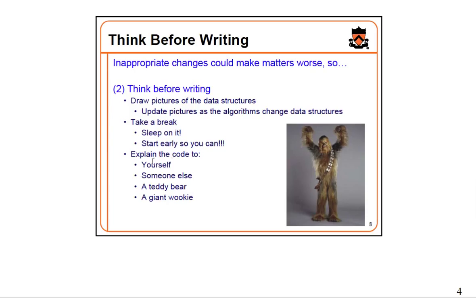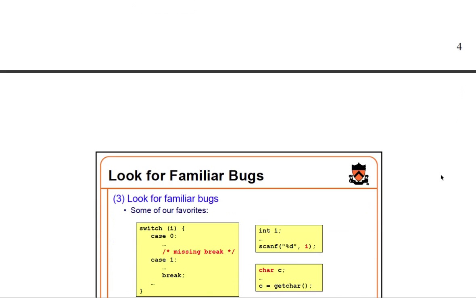Try explaining your code to yourself, to someone else, to a teddy bear, a giant Wookiee, whatever. Sometimes reading things aloud will let us see things that we didn't see before, explaining it to someone else. Or letting another set of eyes look at it in some cases. And that's okay to do on your homework and stuff when we're dealing with issues like syntax errors and stuff.